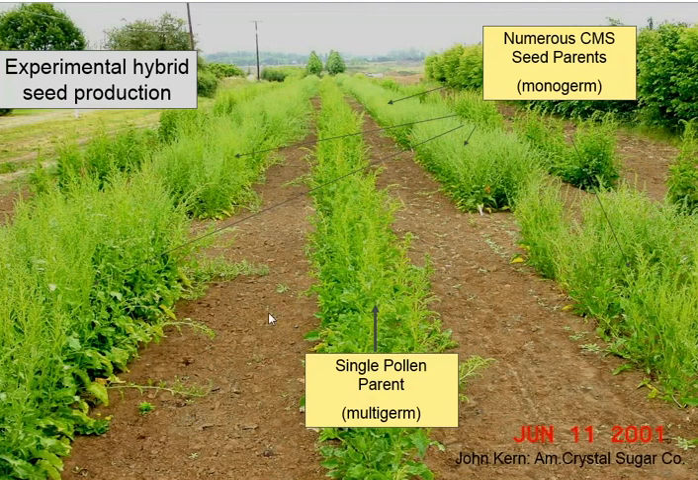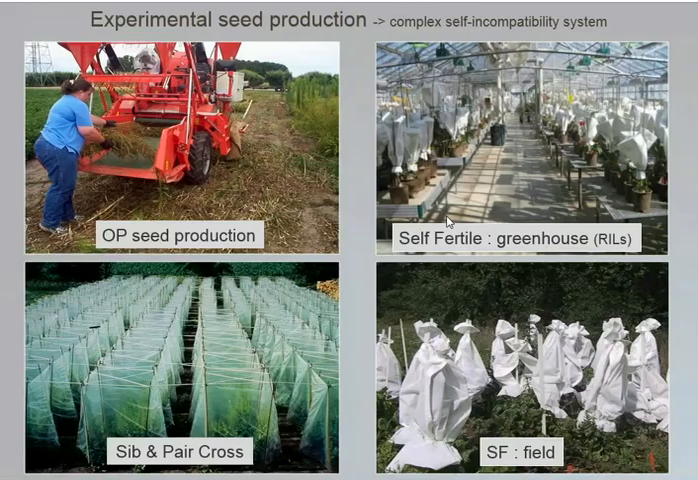So experimental hybrid seed production follows a similar sort of pattern, except here you'd have a single row of a pollen parent, often multi-germ, and then you'd plant different plots of CMS seed parents. Okay, then you could make your test hybrids and evaluate seed from these populations.